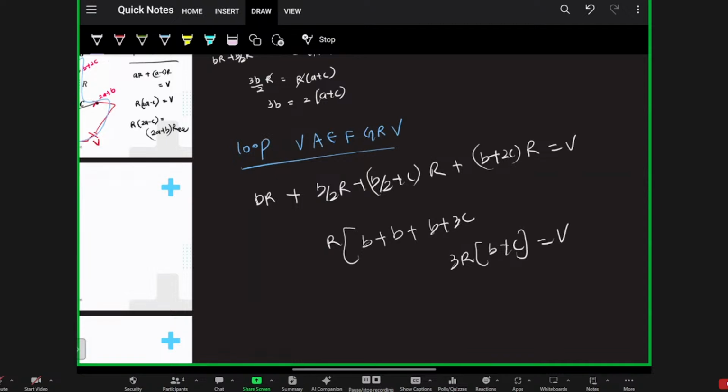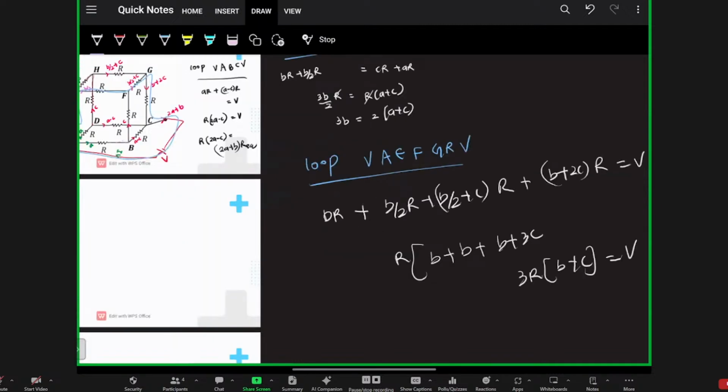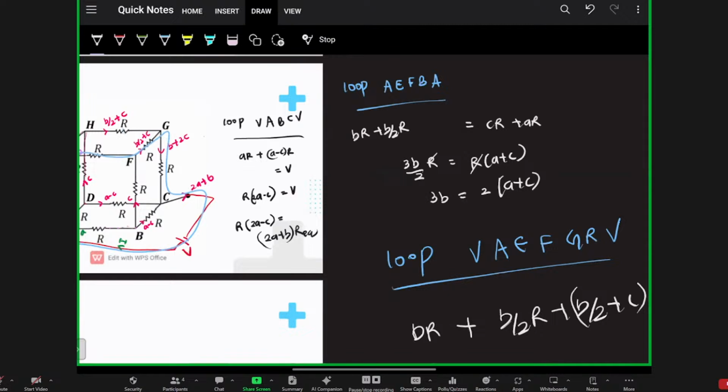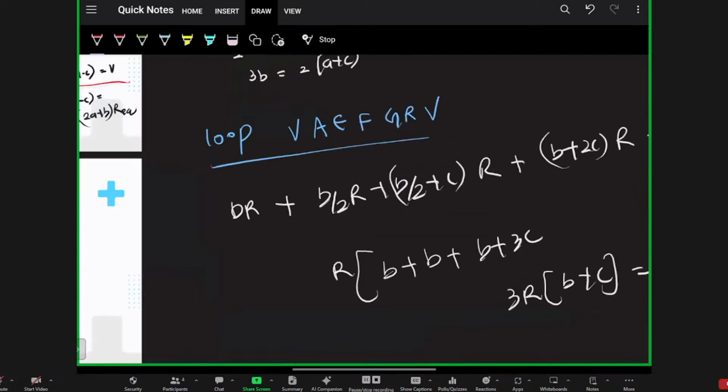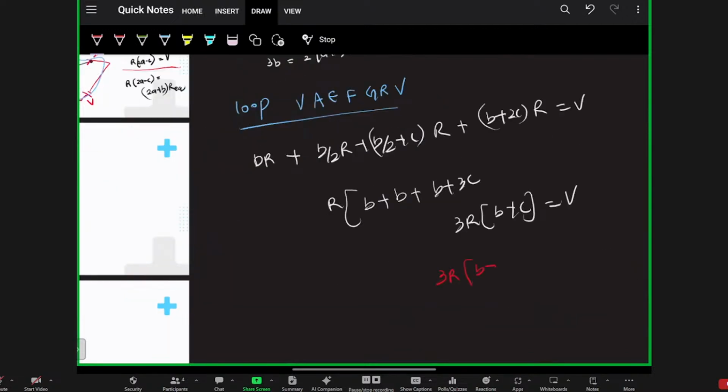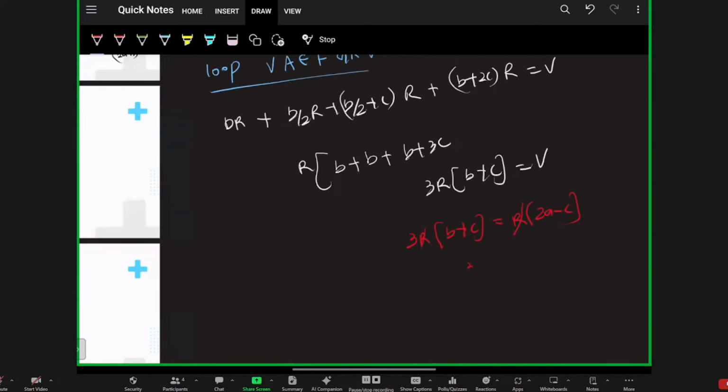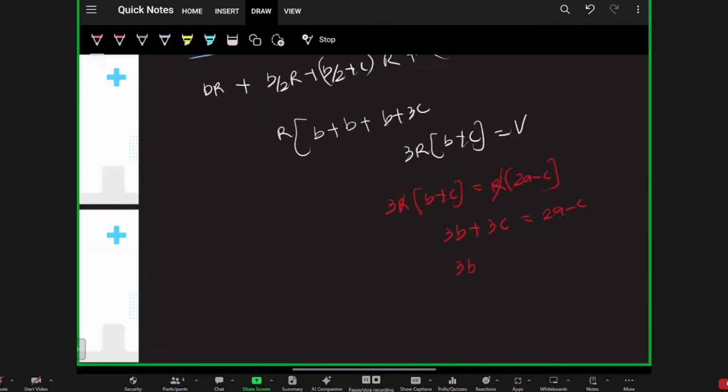Okay, so see, R into 2A minus C is also equal to V. So I can equate 3R times B plus C, which is equal to R into 2A minus C. Okay, so R we can cut. So we have 3B plus 3C equal to 2A minus C. So I can write 3B, 3C, that is 4C, which is equal to 2A minus 3B. 4C is equal to 2A minus 3B.